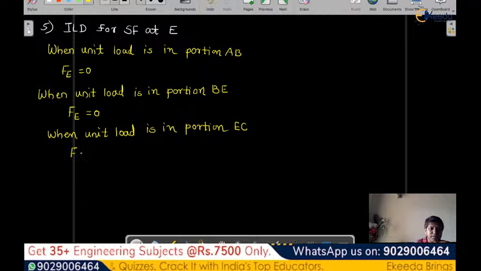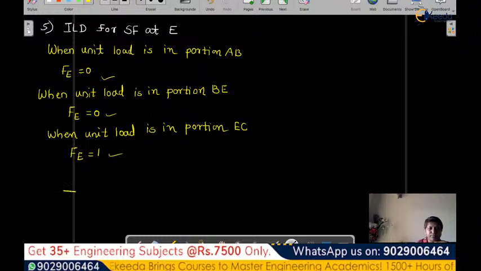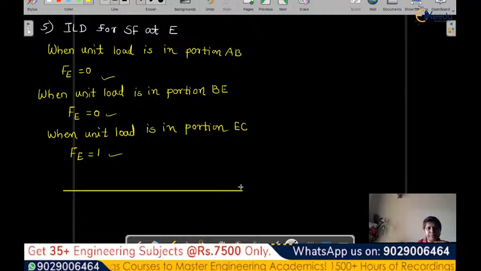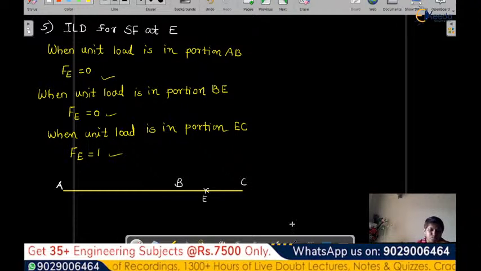Then in that case Fe is equal to 1, and that is constant. So with this we can draw the influence line diagram for shear force at E. First draw a beam, an overhang beam. This is A, this is B, this is C, and this is E. If you see here, the influence line diagram is only between E and C.